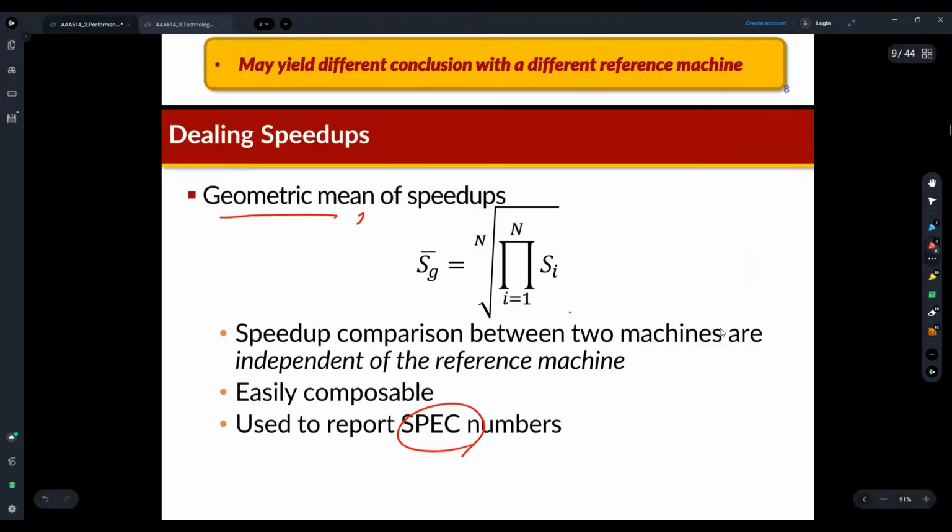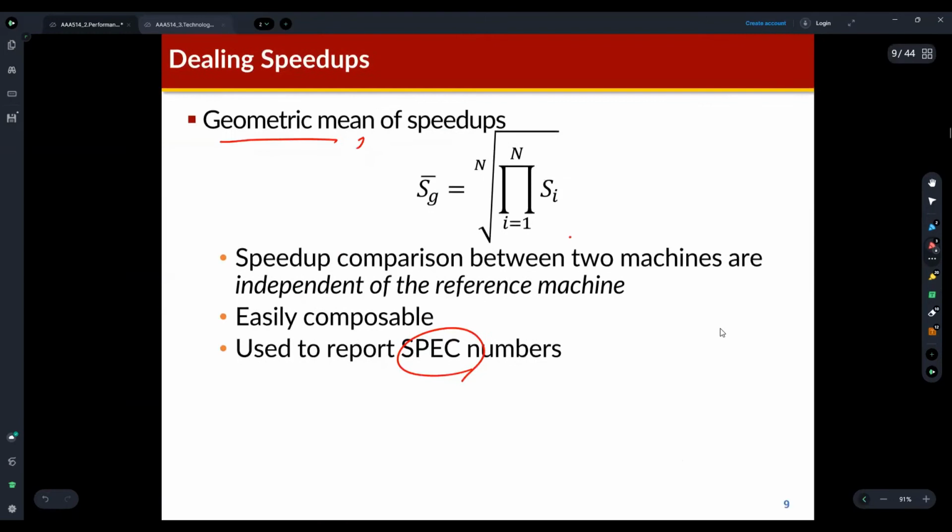But if we compare the performance of some new computer systems or some of our advanced computer systems, then we need to use the geometric mean. So just remember that if we compare with the reference machine, we can use this geometric mean.